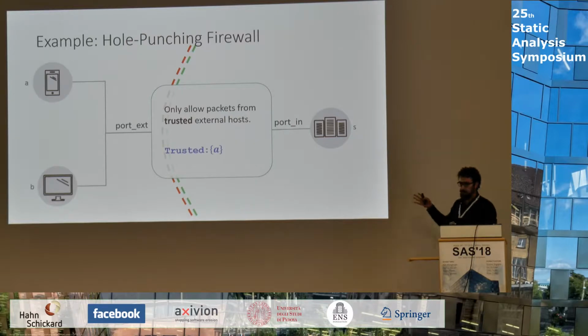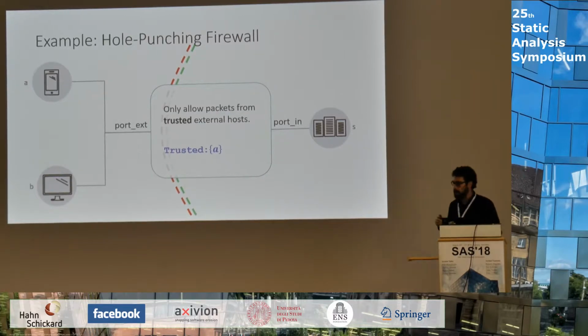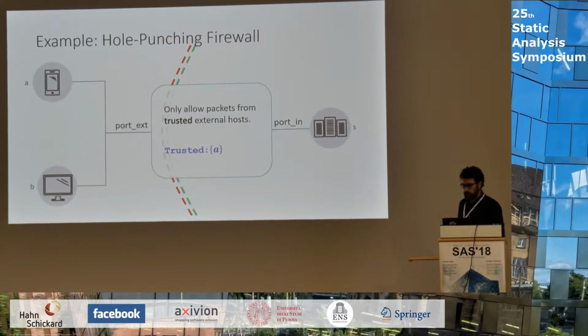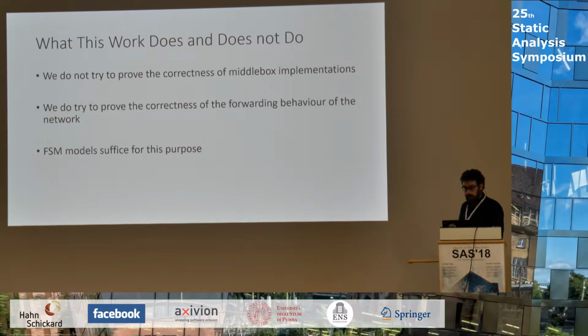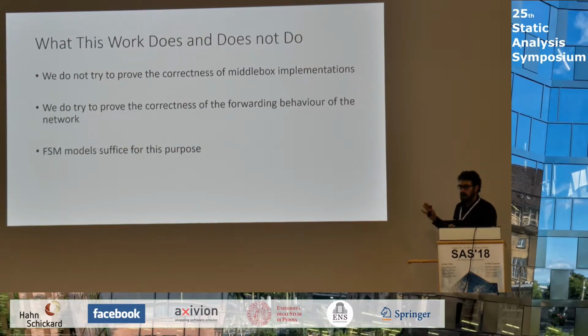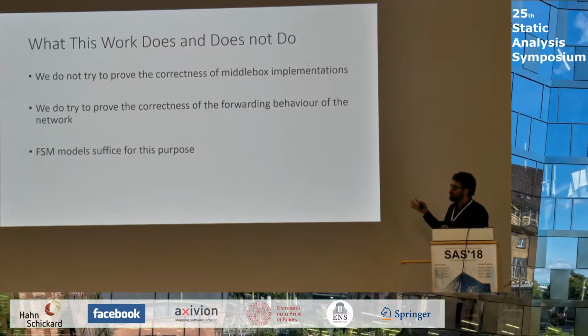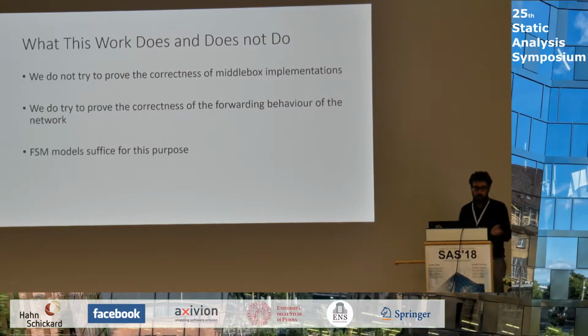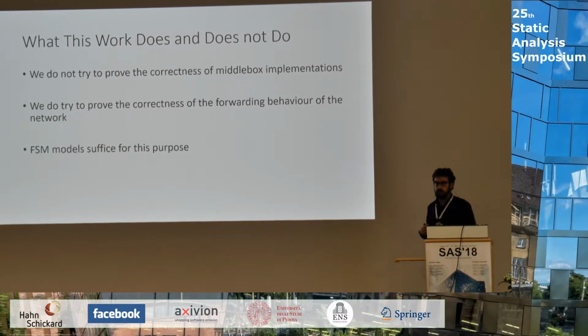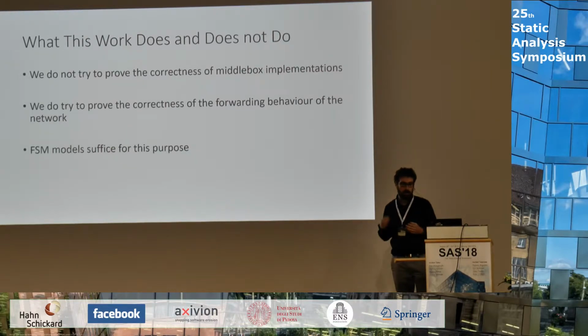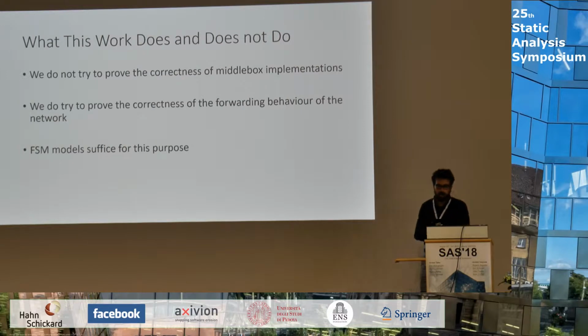This example of the hole punching firewall, I'll refer back to throughout the talk because it's simple enough to understand and clear enough to explain. There is a caveat here. What do we do in this work? We don't try to prove the correctness of a middle box implementation. We don't go to the 500,000 lines of C code and try to prove that it indeed does what it claims it does.